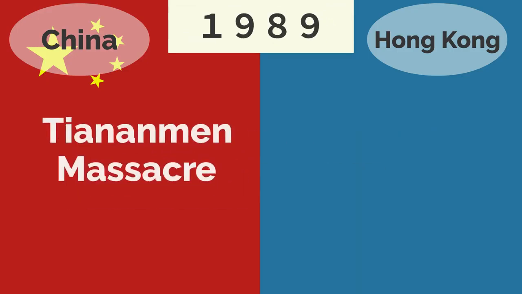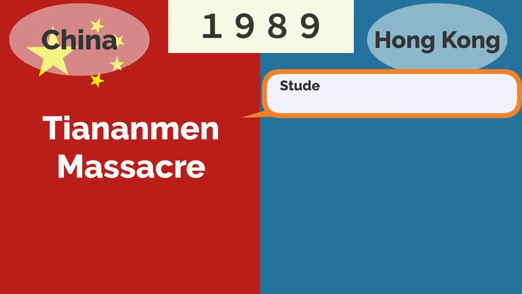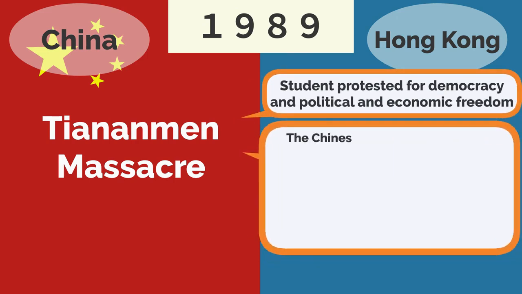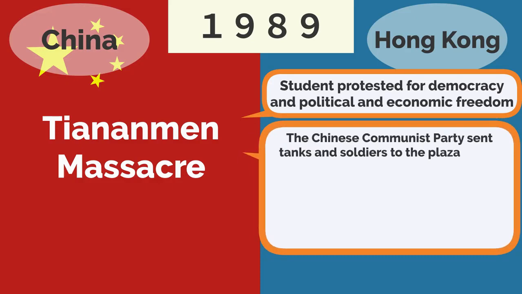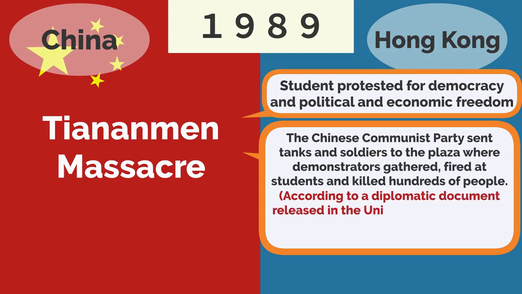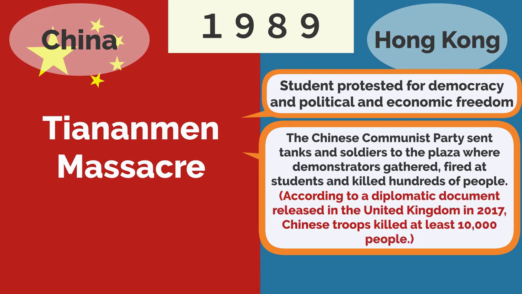In 1989, the Tiananmen massacre occurred. Students seeking democracy and political and economic freedom protested at Tiananmen Square. The Chinese Communist Party sent tanks and soldiers to the plaza where demonstrators gathered, fired at students and killed hundreds of people. According to a diplomatic document released in the United Kingdom in 2017, Chinese troops killed at least 10,000 people.